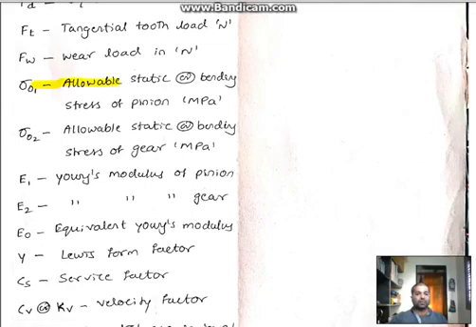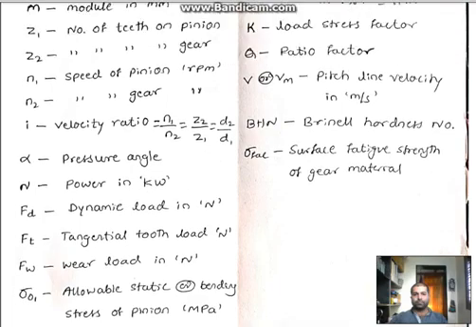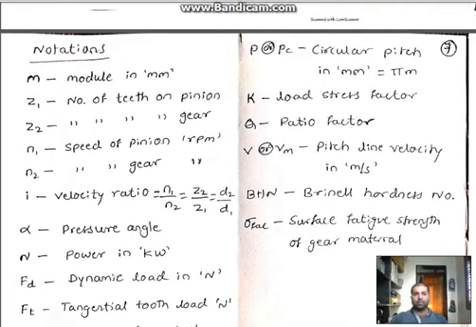Sigma naught 1 and sigma naught 2 are the allowable stress of pinion and gear respectively. E1 and E2 are the Young's modulus of the pinion and gear respectively. E0 is the equivalent Young's modulus. Y is the Lewis form factor. CS is the service factor. CV is the velocity factor. A is the center distance. B is the face width. P is the circular pitch, K is the load stress factor, Q is the ratio factor.